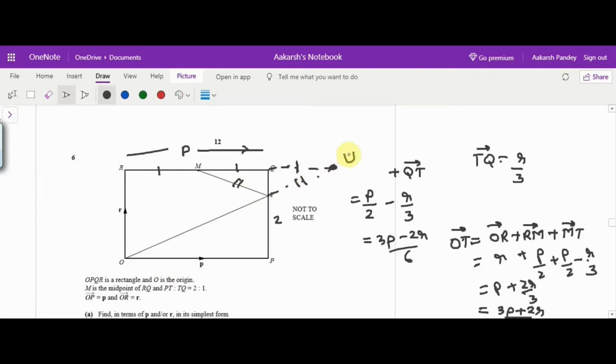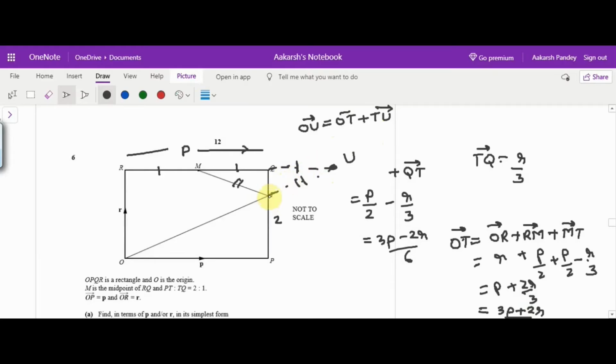Now I have to find the position vector of U. I want to find OU. OU is OT plus TU. Now OT, I already have as 3P plus 2R by 3. Now TU, give this a thought for a moment. What do you think is TU?